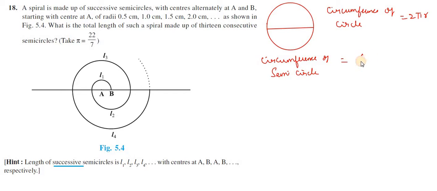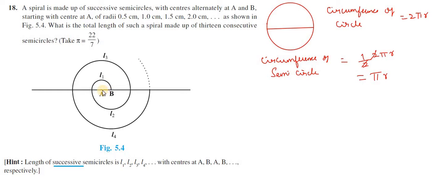is equal to 1 by 2. Why? Because half into 2 pi r, semi in the sense half. So 2 and 2 get cancelled, which is equal to pi r. Okay, so now the length of the successive semicircles. Also they gave that the radius is 0.5 centimeter.